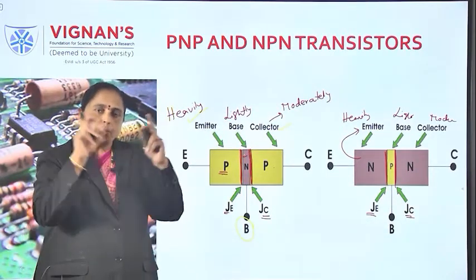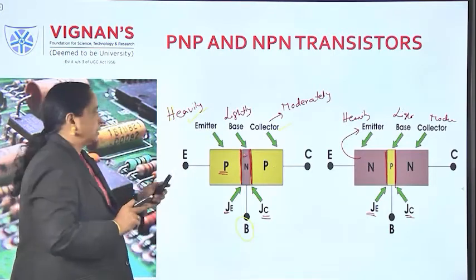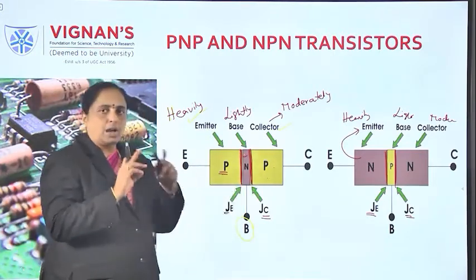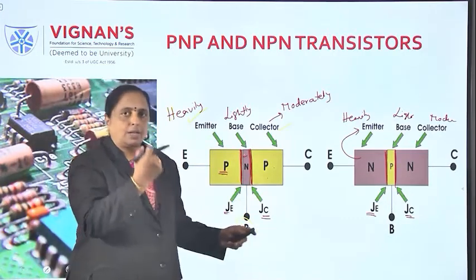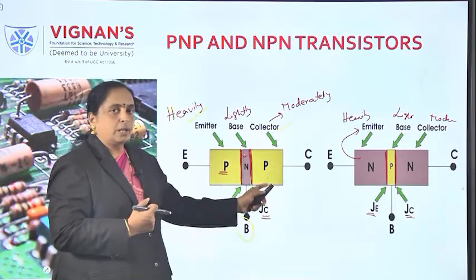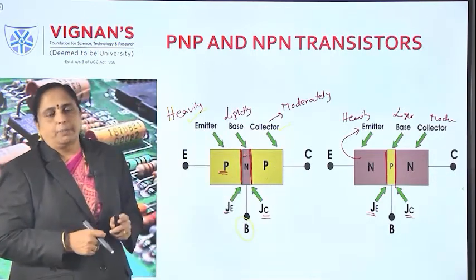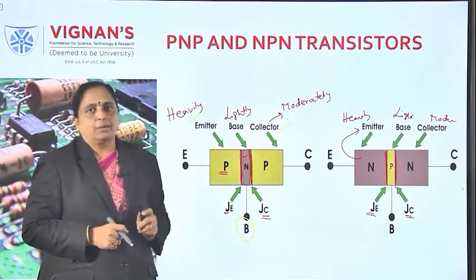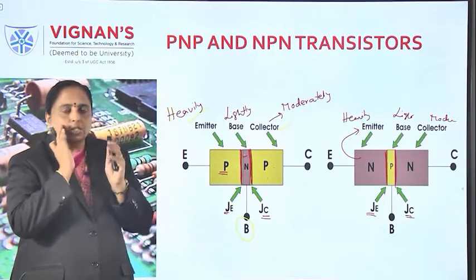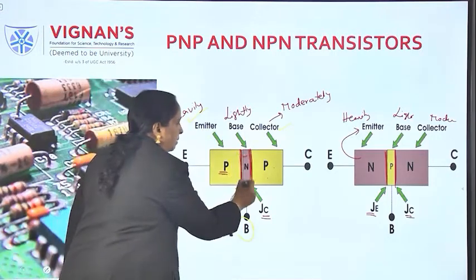Now into the areas, how much area should be covered by the emitter, base, collector. So here the collector should have more area because it has to collect all the carriers coming from the emitter in addition to the carriers already existing in the P material. Then the base must be very very thin because no recombinations should take place in the base. That's why the base region must be very very thin.